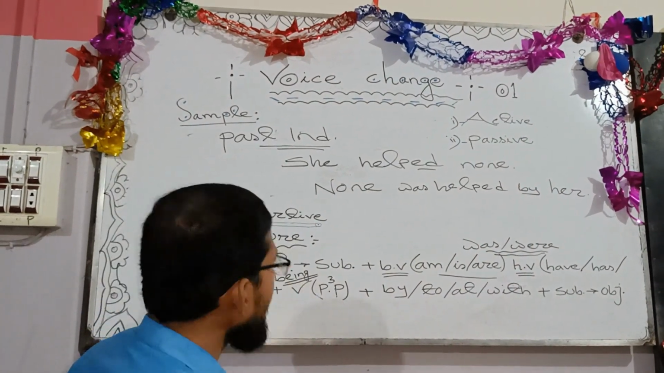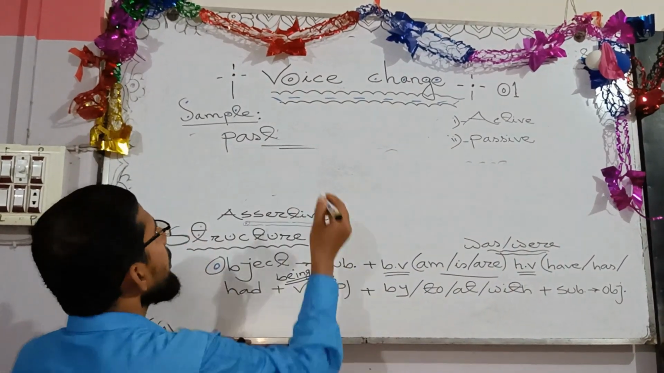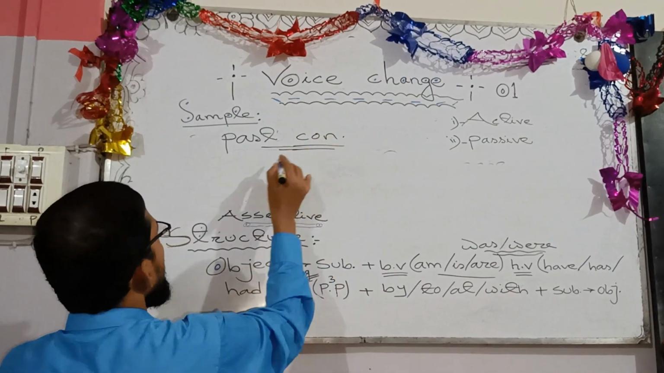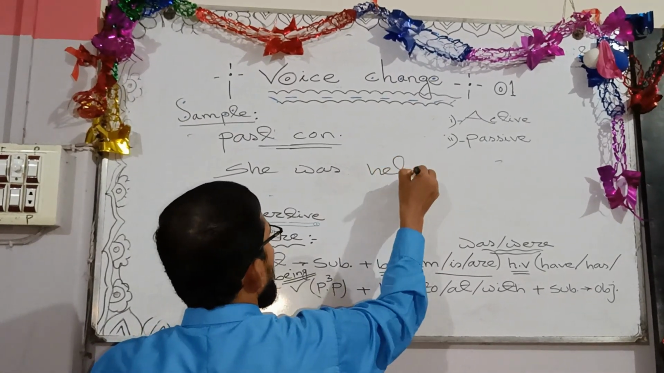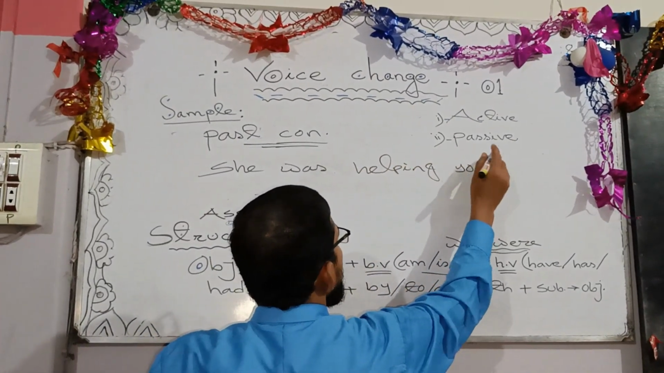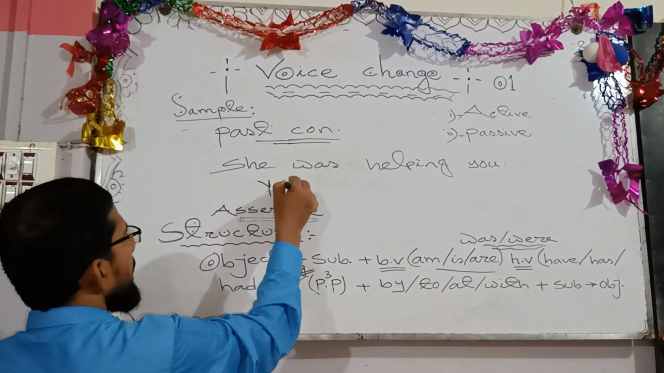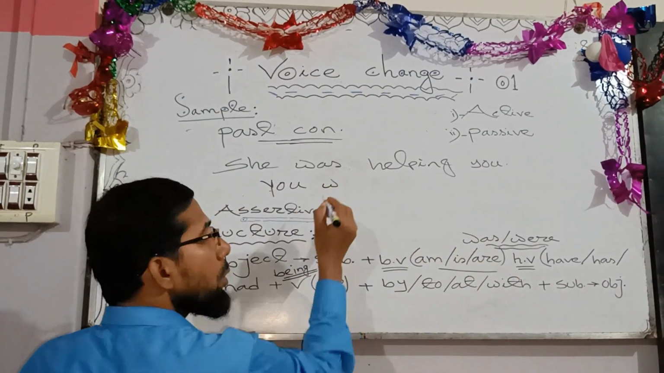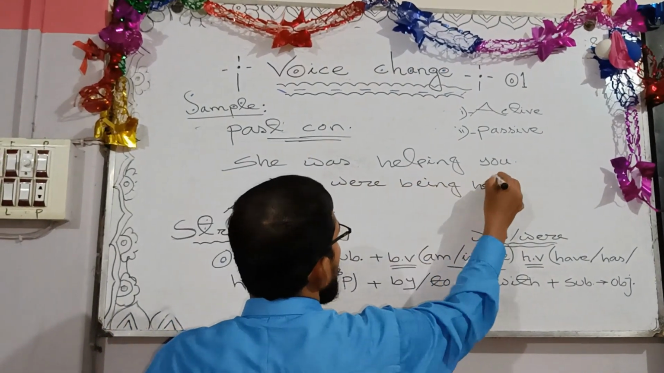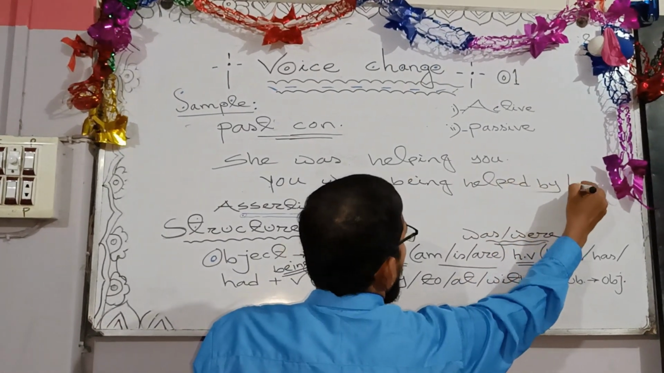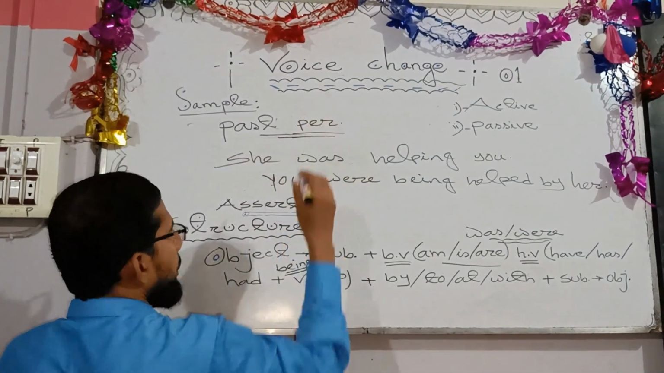Next, past continuous tense. Like: She was helping you. Obviously this sentence is past continuous, because the structure of past continuous is was or were plus verb gerund, object to subject. The structure says was or were. You is known to us as second person, that's why there will be were. The gerund will be being, the verb will be past participle, then by, she to her. Are you okay?